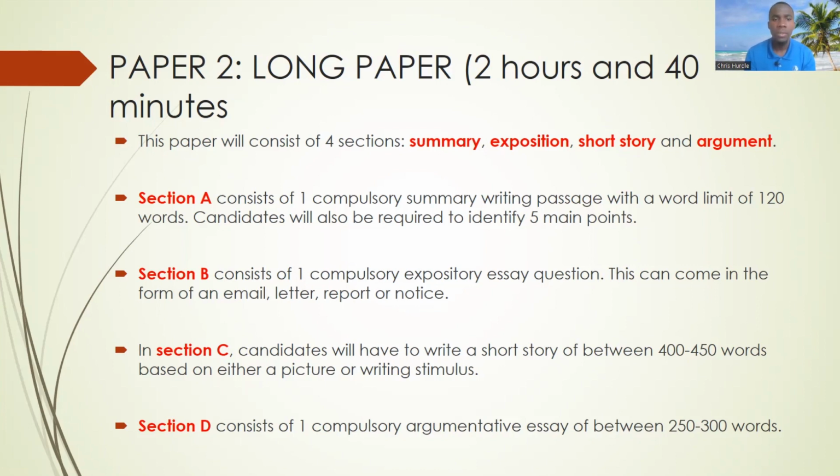Section C, candidates will have to write a short story of between 400 to 450 words based on either a picture or writing stimulus. So when I say stimulus, what I mean is, if it's a picture stimulus, they're going to give you a picture that you're going to have to use to base your story on. So it gets you thinking, okay? That's what a stimulus does.